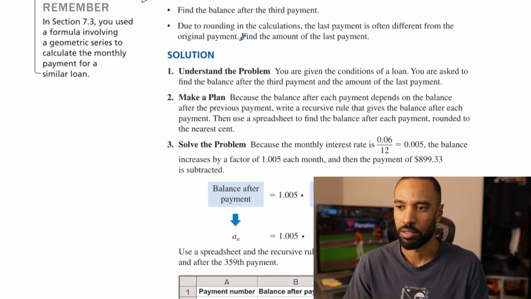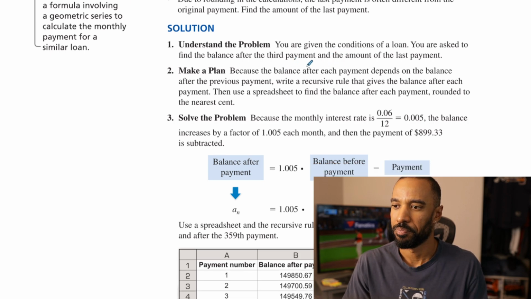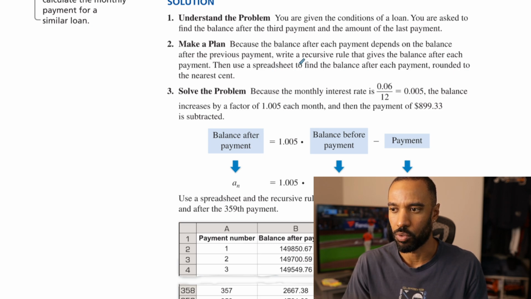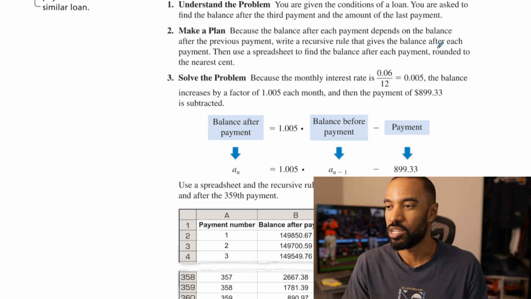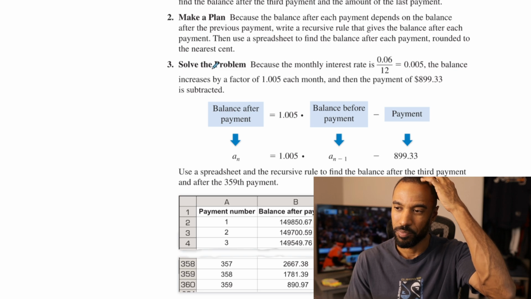Okay, let's see. Understand the problem. You're given the conditions of a loan. You're asked to find the balance after the third payment. Make a plan. Because the balance depends on the balance after the previous payment, write a recursive rule. Then use a spreadsheet. Oh, they actually say use a spreadsheet to find the balance after each payment, rounded to the nearest cent. You could also use the calculator, but okay.